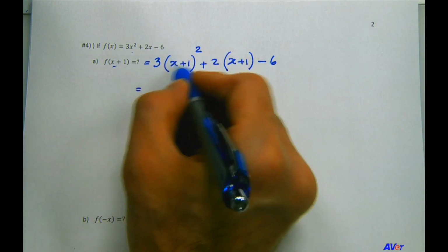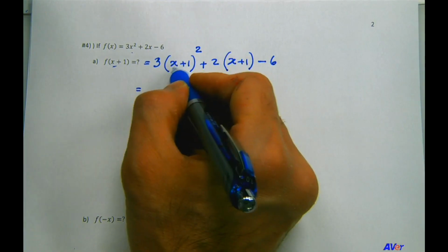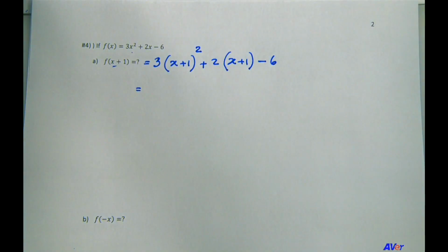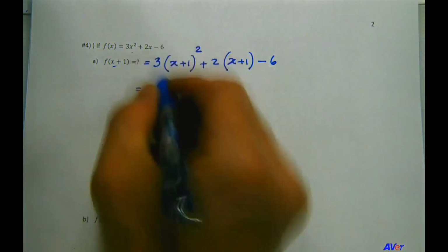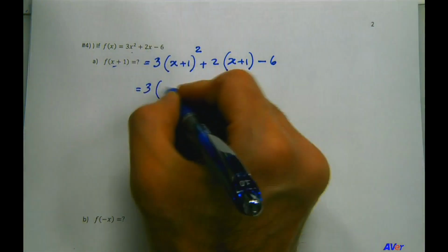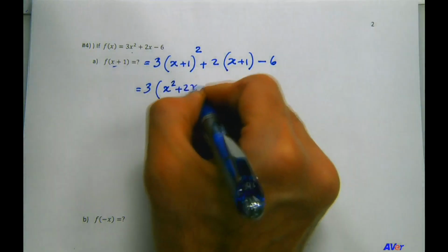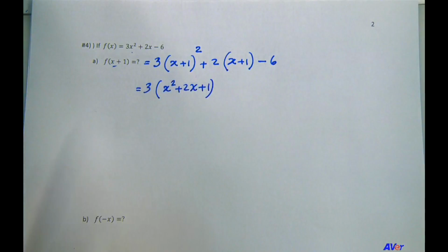So you can either FOIL this one, or if you remember the special product formula, which I have asked you to remember, it makes your life easy now. Quickly you can write this out. So 3 times x squared plus 2x plus 1, and you're done by expanding that. But if you don't remember that, then you can use the FOIL method. But remember, sooner or later, you're going to have to remember those special product formulas. So please spend a little bit of time and remember those formulas.